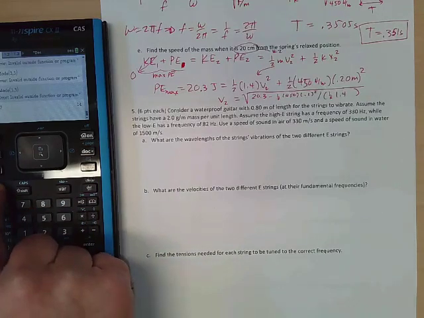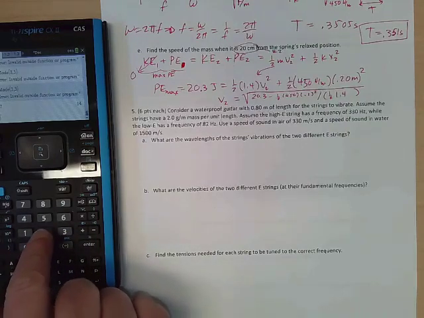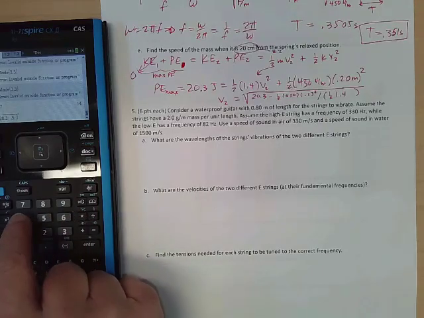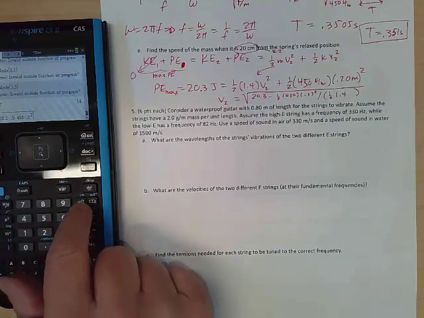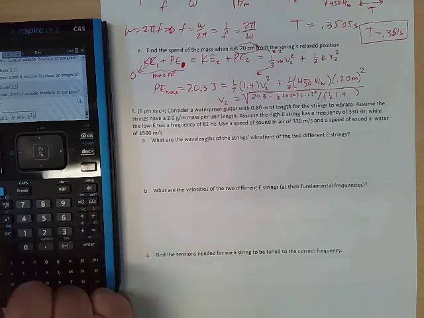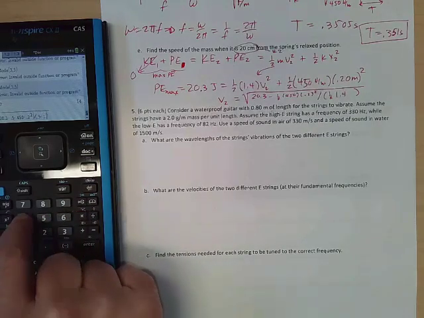We'll see if we can do this. So the square root of, on the top, 20.3 minus 0.5 times 450 times 0.2 squared. And then we're going to divide that by, let's use some parentheses, 0.5 times 1.4.